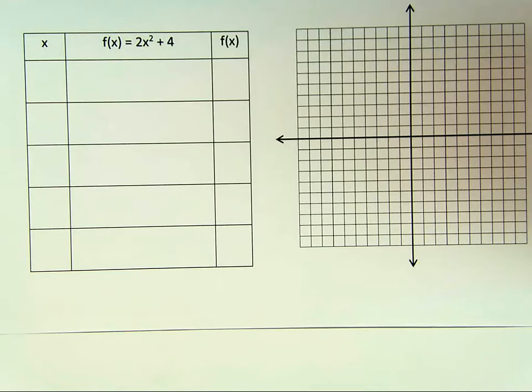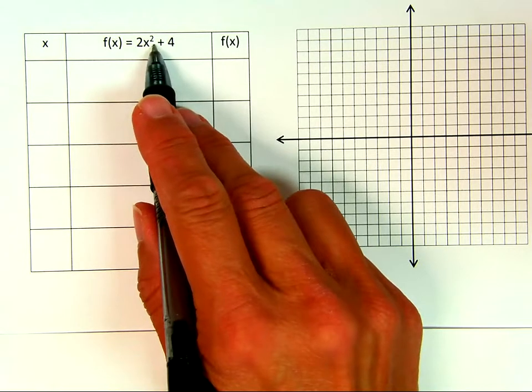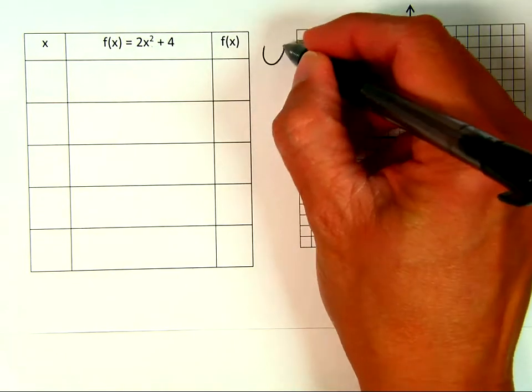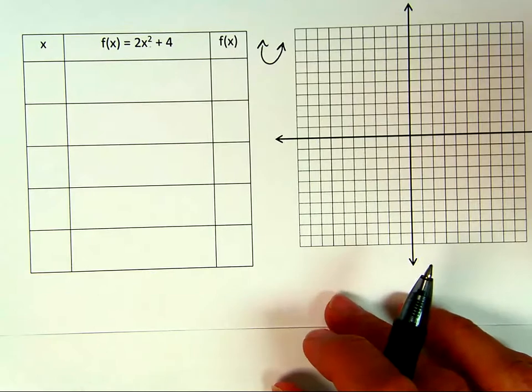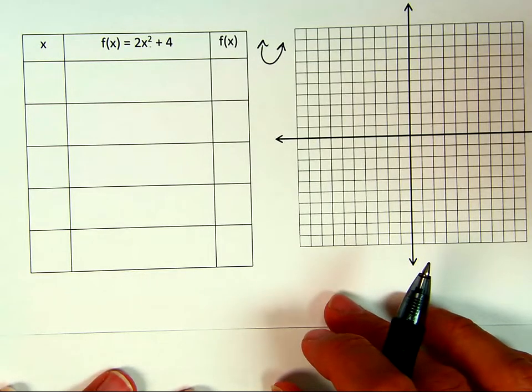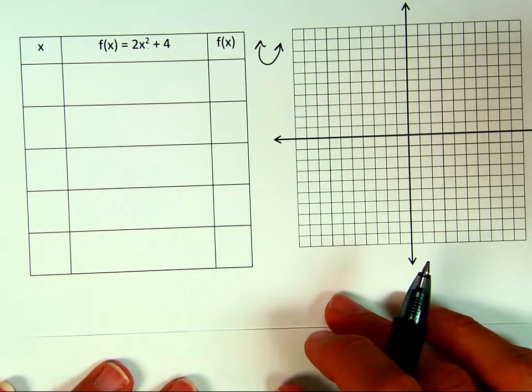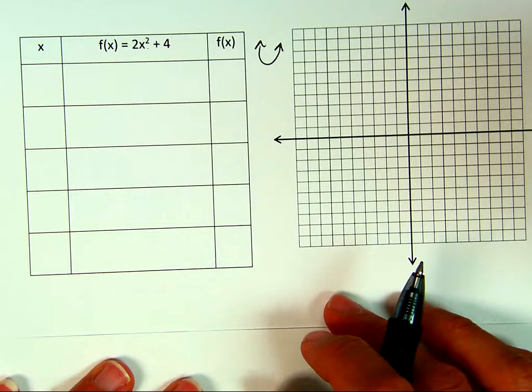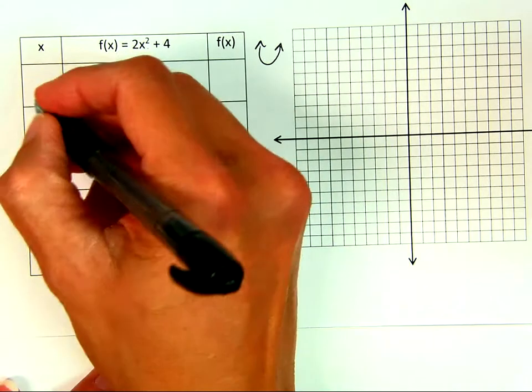Now, what shape is this? Well, we see that it has a squared, so that we know it's going to be a parabola. That shape is called a parabola. It kind of looks like a U or a smiley face. So because of that, again, we will just start with anything you want.